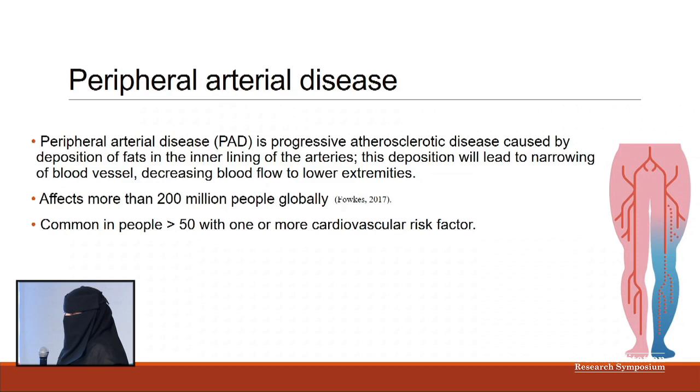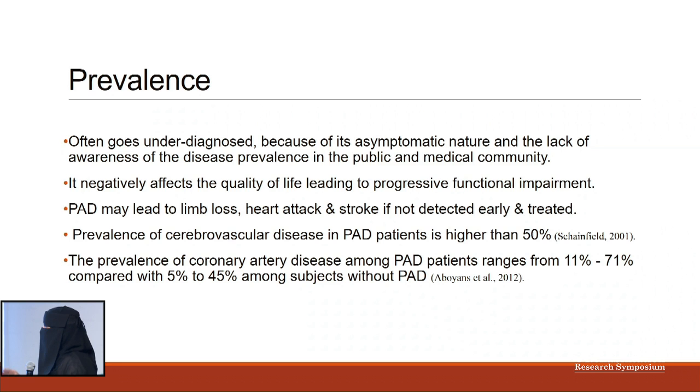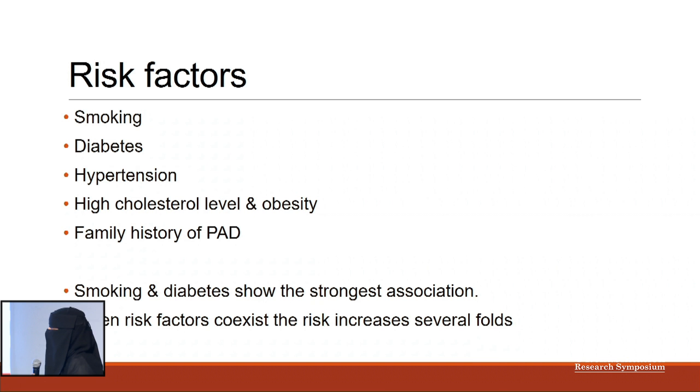It often goes underdiagnosed because of its asymptomatic nature and lack of awareness of the disease, both in the public and the medical community. If not detected and treated early, it will negatively affect quality of life, leading to progressive functional impairment. It will lead to limb loss, heart attack, and even stroke. In fact, the prevalence of cerebrovascular disease in those who have PAD is higher than in those without. Coronary artery disease in those patients ranges from 11 to 71%, compared to those without PAD, ranging from 5 to 45%.